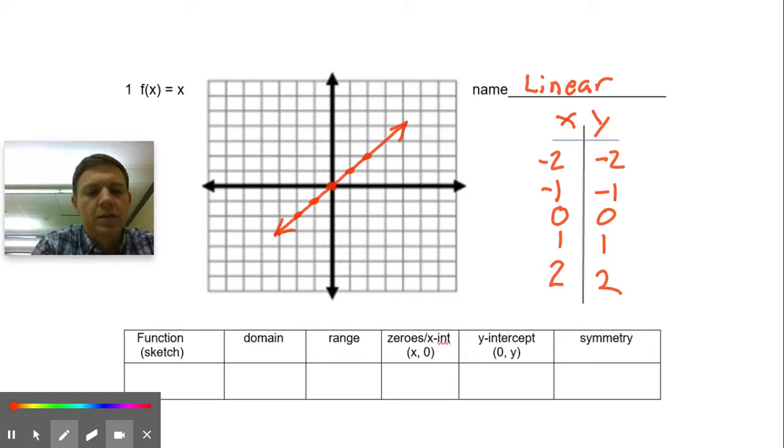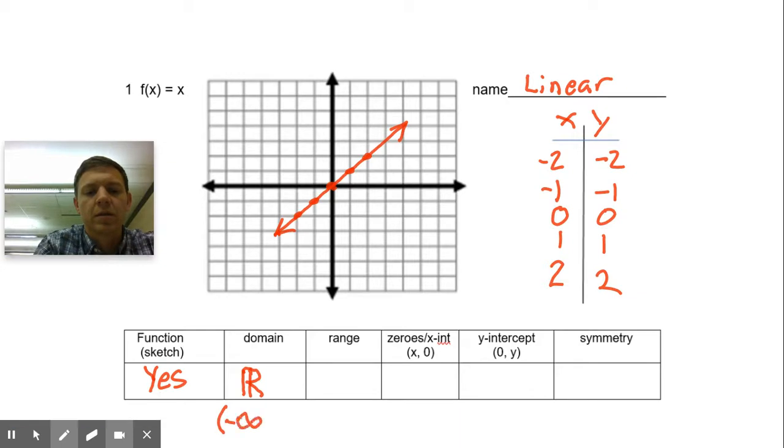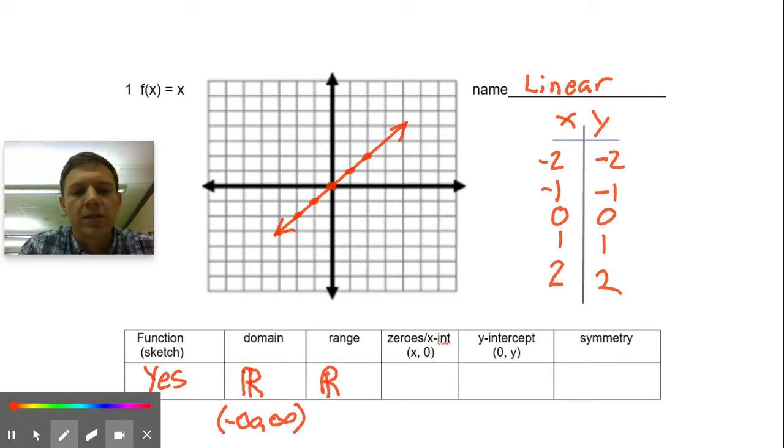Is this a function? Vertical line test? Yes, it is. All right, what's the domain? Domain is all reals. That's all real numbers. That's the same thing as saying -infinity to +infinity. How about the range? The range is also all real numbers. So all the possible y's will be all the real numbers.